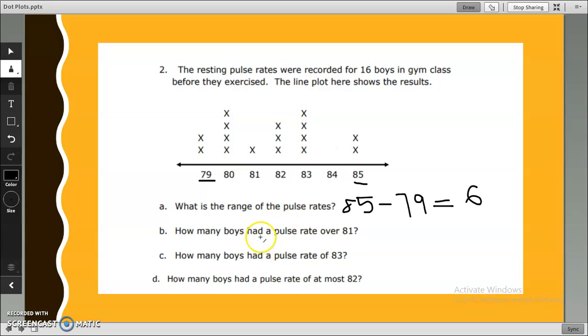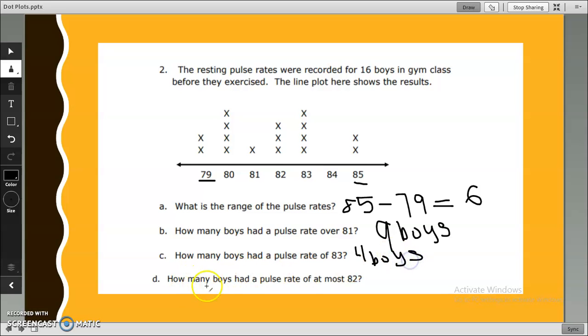Alright, it says how many boys had a pulse rate over 81? So over 81 means from here on, right? So that is 1, 2, 3, 4, 5, 6, 7, 8, 9. So 9 boys had a pulse rate over 81. It says how many boys had a pulse rate of 83? So 83 is here. We have 1, 2, 3, 4. So 4 boys had a pulse rate of 83.